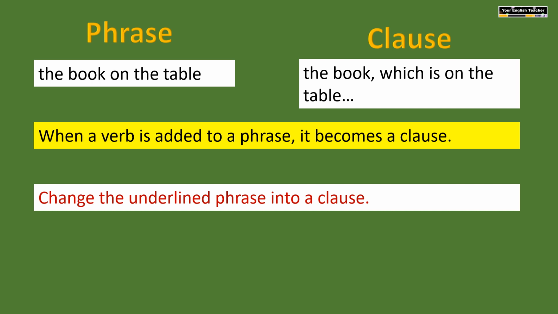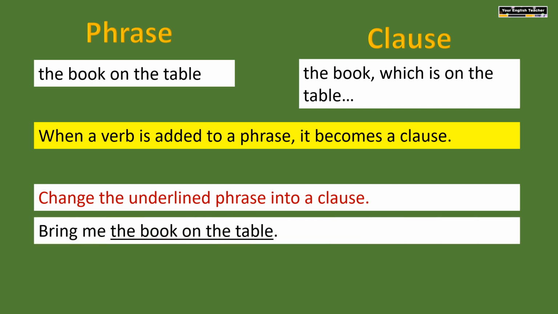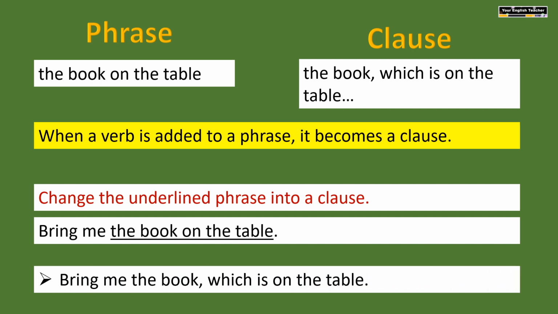See now, in a sentence how it is asked. Bring me the book on the table. This is one sentence. And the underlined part is a phrase. To make it a clause, what do we have to do? We have to add a verb. We have already done that. The book on the table, when turned into a clause, will be the book which is on the table. So if you rewrite the whole sentence, making this phrase into a clause, it will look like this: Bring me the book which is on the table.